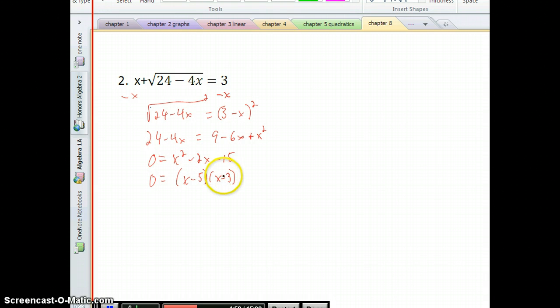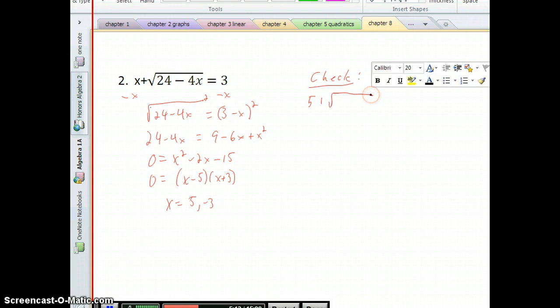This time we'll have x minus 5 and x plus 3. So the possible answers are 5 and negative 3. So now again we need to check those two values and see whether or not they'll work in the actual equation. Let's start with 5. 5 minus 4 times 5, and that's supposed to equal 3.